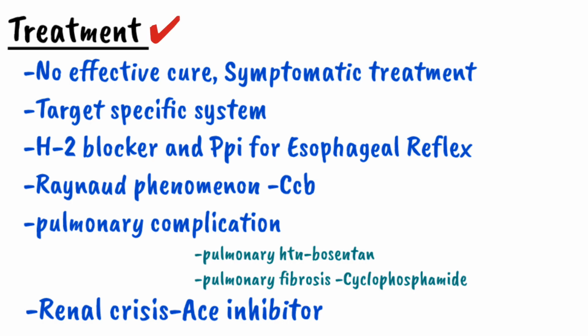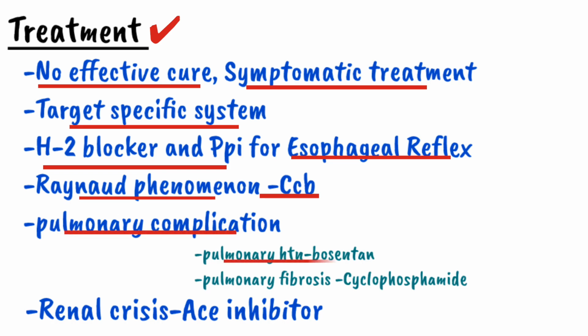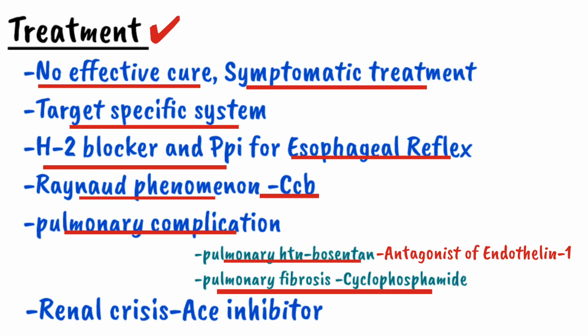Remember that there is no effective cure. We treat symptomatically. In symptomatic treatment, we target the specific symptom. If there is a esophageal reflux disease, we use H2 blocker and PPI. If there is a Raynaud phenomena, we use the calcium channel blocker. And if there is a pulmonary complication, for pulmonary hypertension, we use a bosentan, which is a competitive antagonist of endothelin 1. And for the pulmonary fibrosis, we use a cyclophosphamide. And if there is a renal crisis which is predominantly occurring in a diffuse form, we use an ACE inhibitor.